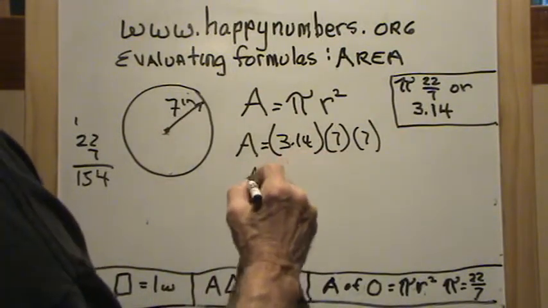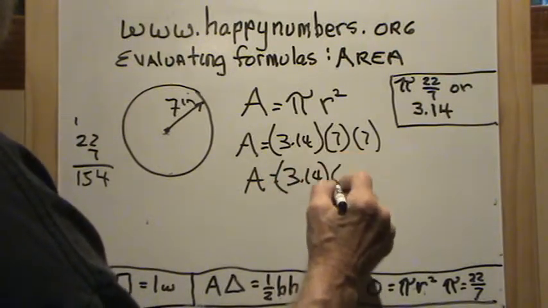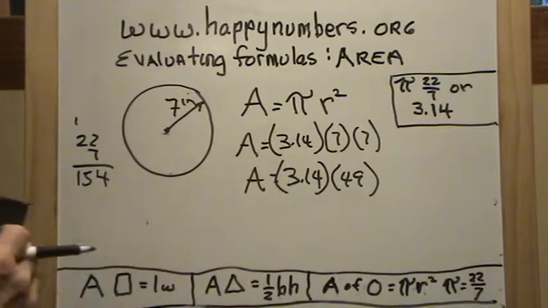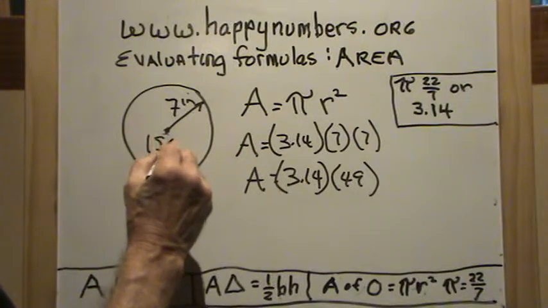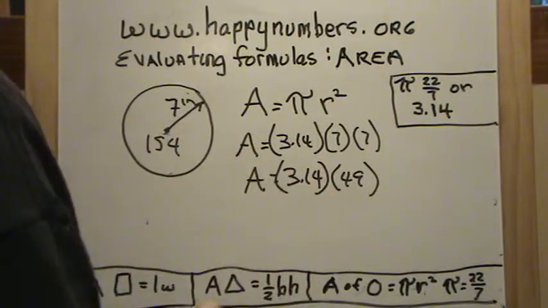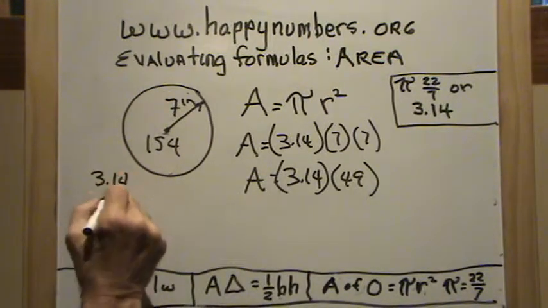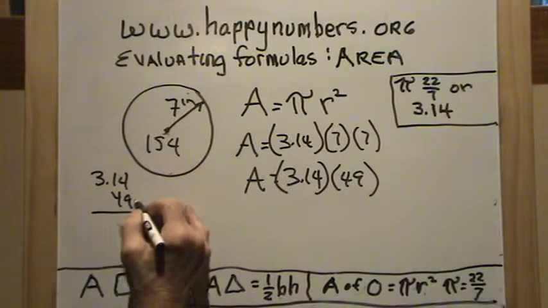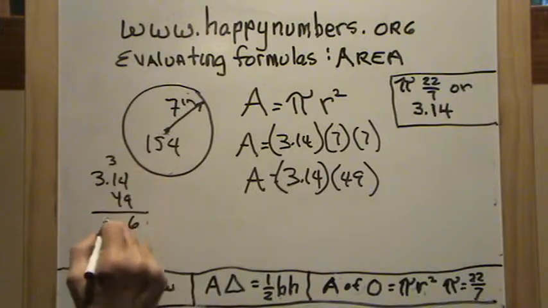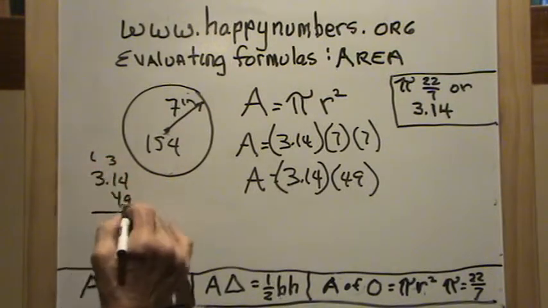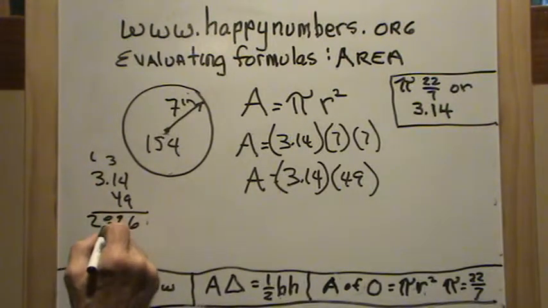Well, area would equal 3.14, and 7 times 7 is 49. And then, let's see, we had 154. Let's just put that there, so 154. Let's see what happens if we multiply 3.14 times 49. 9 times 4 is 36, carry the 3. 9 times 1 is 9, and 3 is 12, carry the 1. 9 times 3 is 27, and 1 is 28.